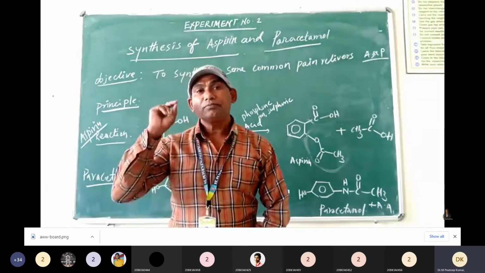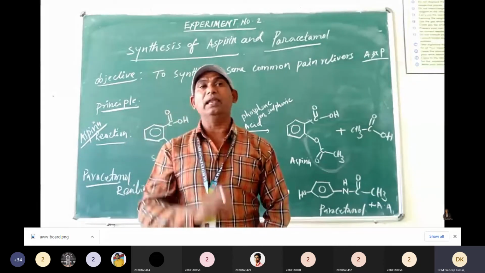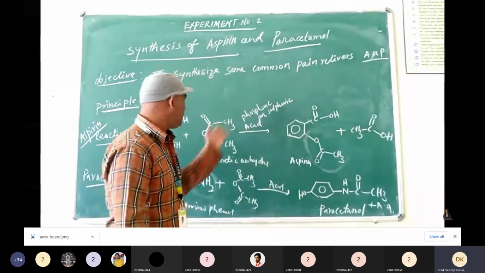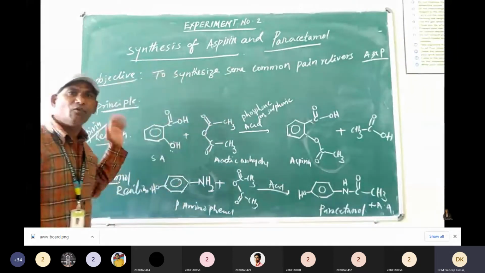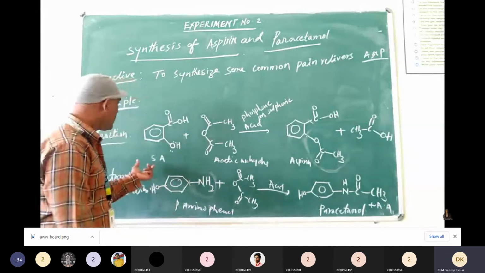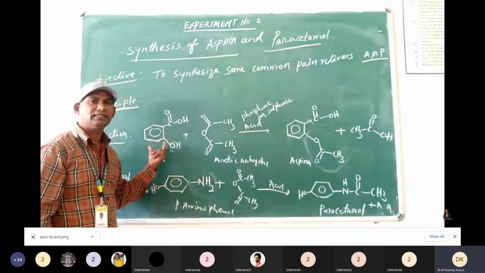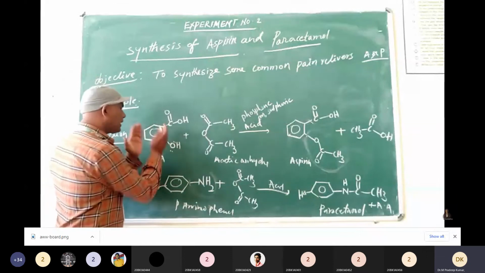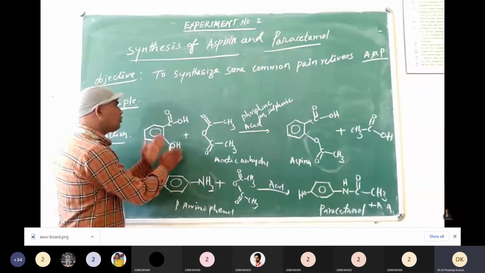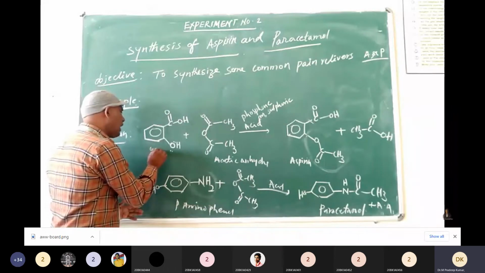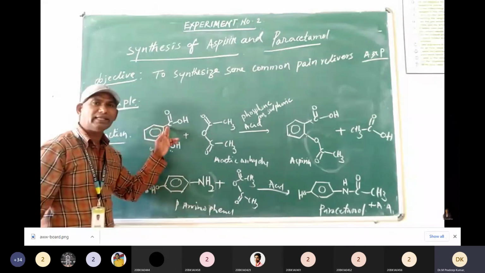For painkillers and as an antipyretic. So that is the principle. Now, the reaction. Salicylic acid is the basic material. It has one benzene ring containing a hydroxy OH group and one acid group. We can say ortho-hydroxy-benzoic acid.